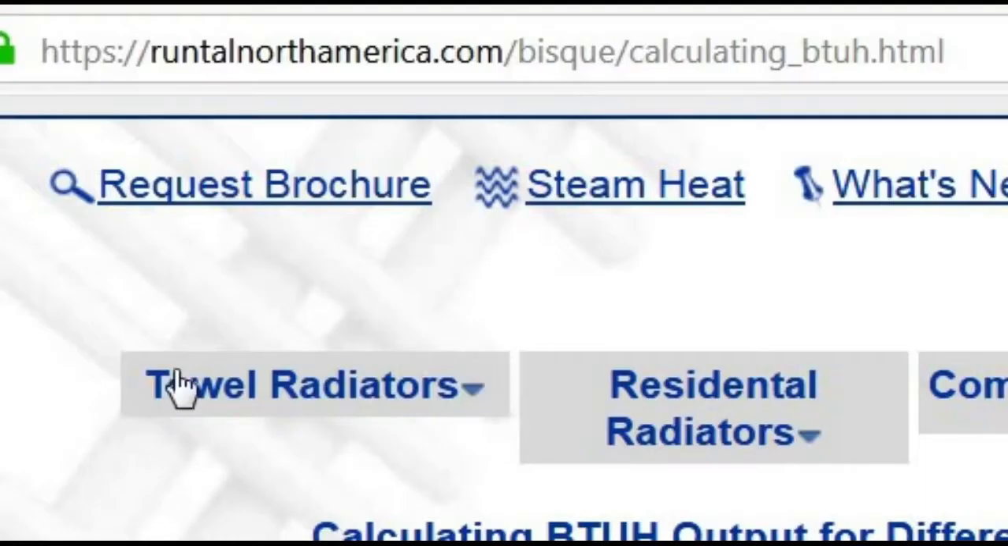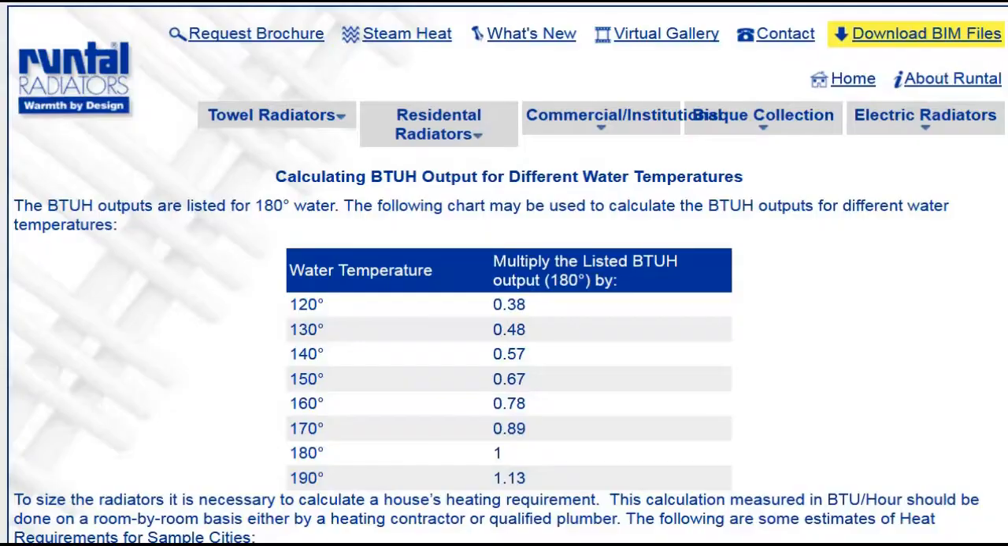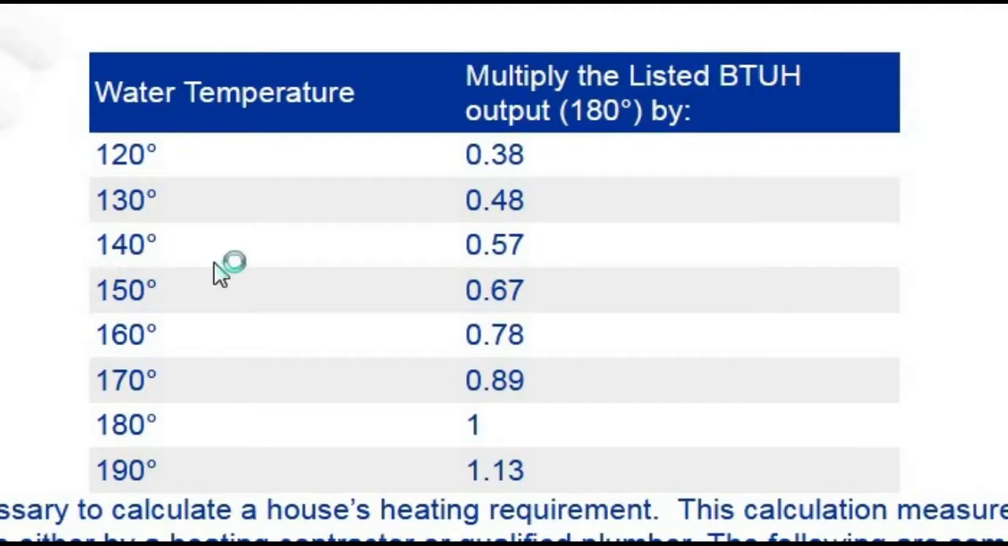This chart is from the Runtal Radiator website, and it shows the relative amount of radiated heat as a function of water temperature. As you can see, the expected heat radiated at 130 degrees, which is about the maximum for most heat pumps, is roughly half that radiated at 180 degrees. So you first need to determine whether your radiators can supply enough heat at 130 degrees to maintain room temperature, as well as determine how large a heat pump you'll need to heat the water.